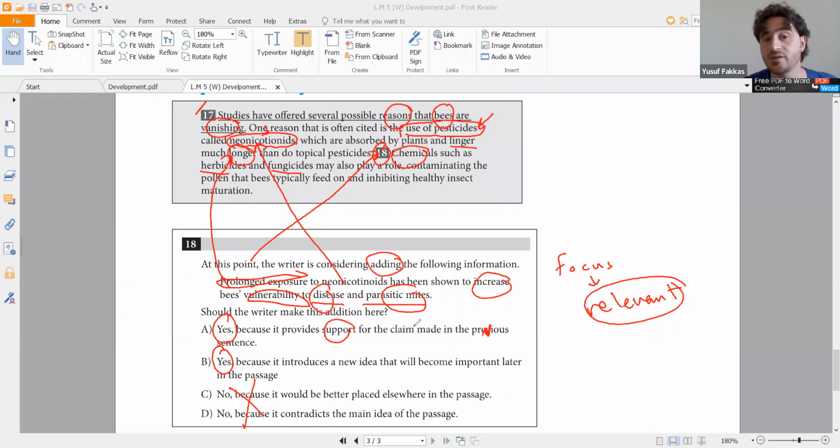Yes, it does support the previous sentence, as we said, because the previous sentence again mentions the idea of neonicotinoids and how they stay longer. Or is it because it introduces a new idea? Of course, it's not a new idea. It's already mentioned in the previous sentence. So the best answer is A. Okay? That's the answer.